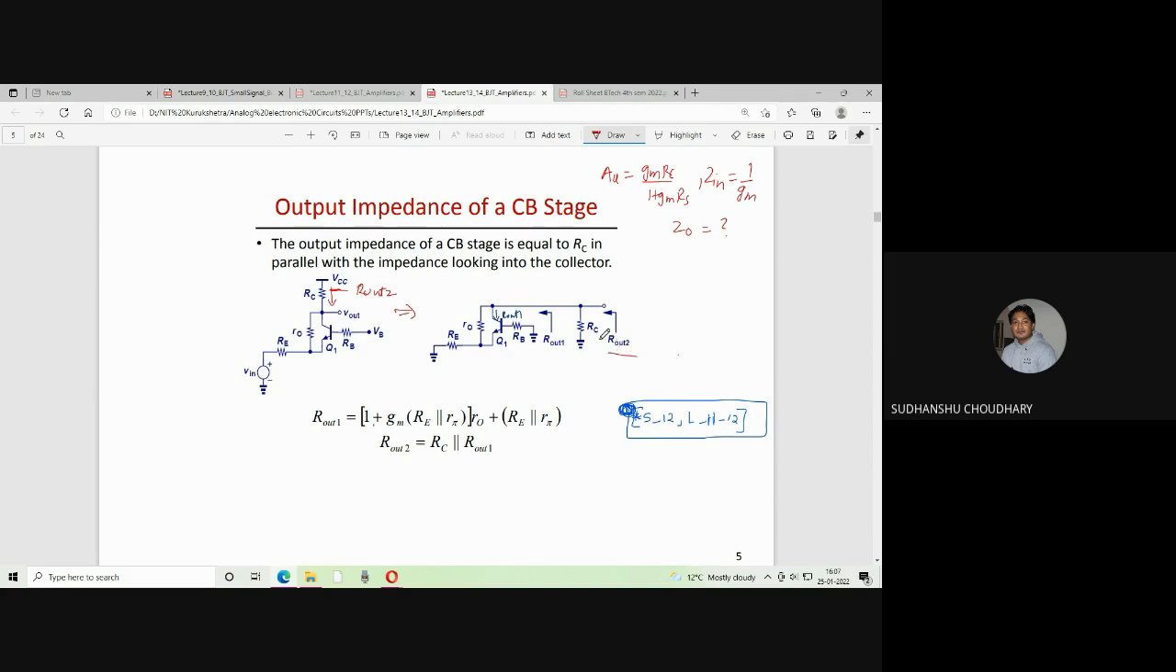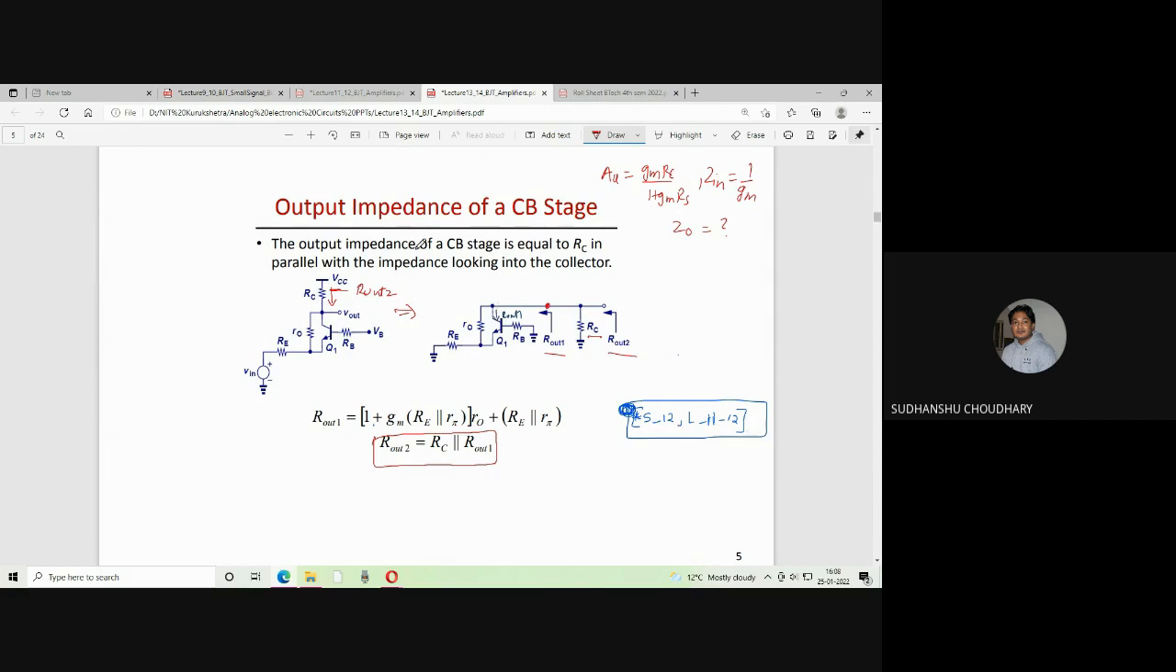Now, if I assume that there is no RC, or maybe at this point I can find the output impedance, then the total Rout2 is RC parallel to Rout1. So I can find Rout1 at this point, and then Rout2 will be equal to RC, that is this, parallel to this value Rout1. So my job is now to find Rout1, that is, looking into the collector. So again I'll go back to the common emitter amplifier and see what impedance I had calculated by looking into the collector side.